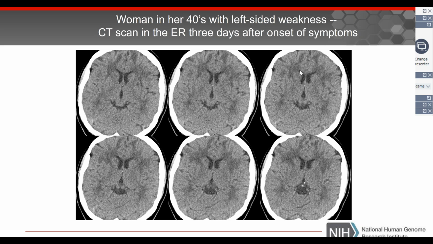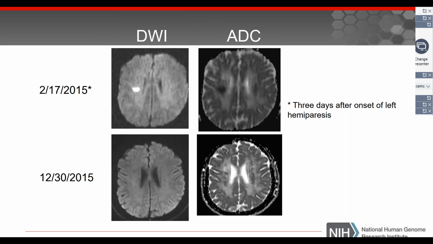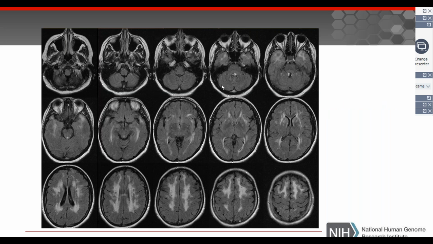That wouldn't definitely be a good explanation for her symptoms of left-sided weakness. This was followed by an MRI, and the MRI actually was very definitive in showing a particular area that I'm showing you right there on the right side that is consistent with an acute stroke.